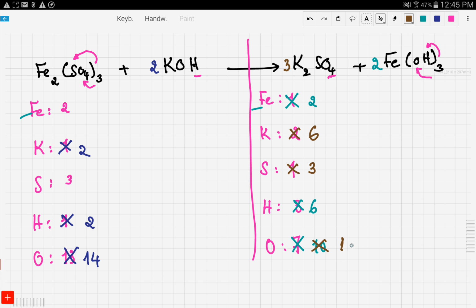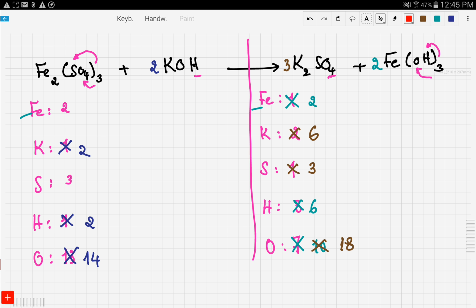So oxygen becomes 18. And you think this is counterproductive because we just balanced the potassiums? Now we did this thing and it changes the whole thing? No, you don't have to think like that. It's not counterproductive. So bear with me, guys. So let's continue.